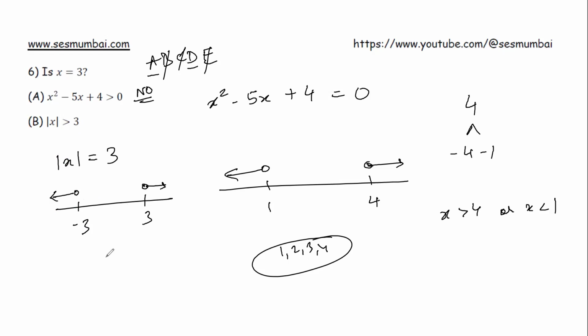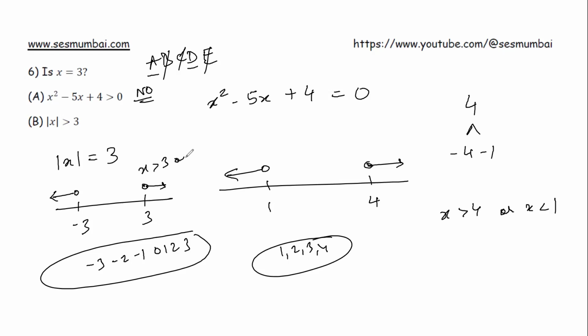So the values that x cannot take are minus 3, minus 2, minus 1, 0, 1, 2, and 3. Other than these, all are the values of x. So is x equal to 3? No, because x is greater than 3 or x is lesser than minus 3. So x cannot take these values. X is anything greater than 3, anything lesser than minus 3. Got it?